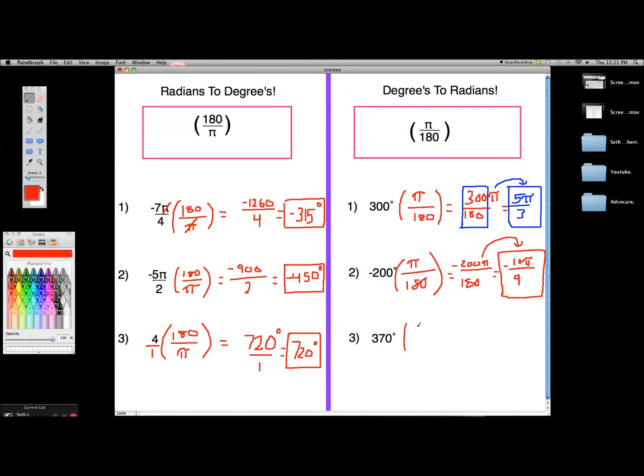And then the same thing for this, pi over 180. And it's going to be 370 pi over 180. And if you simplify 370 over 180, you get 37 over 18. And when you bring over the pi, you get 37 pi over 18. And that'd be your final answer. And it's as simple as that.